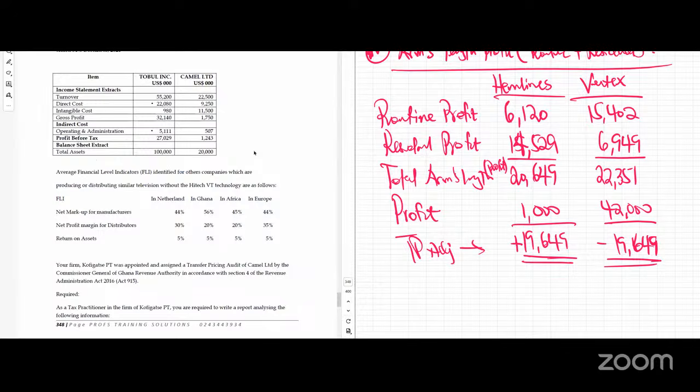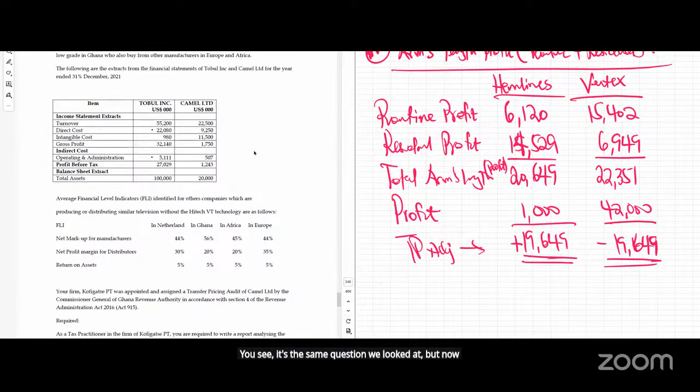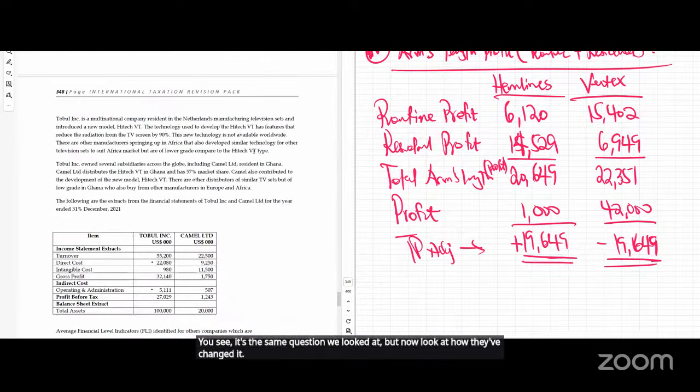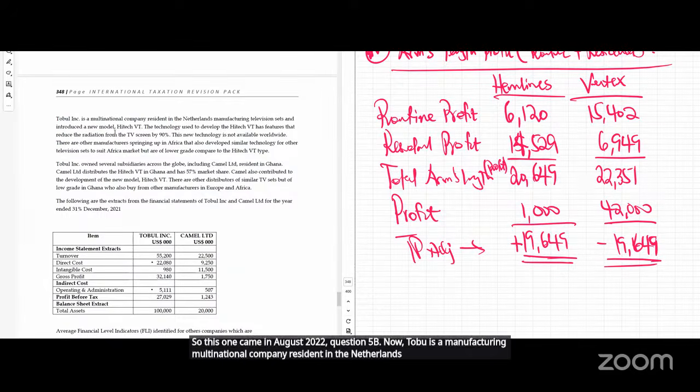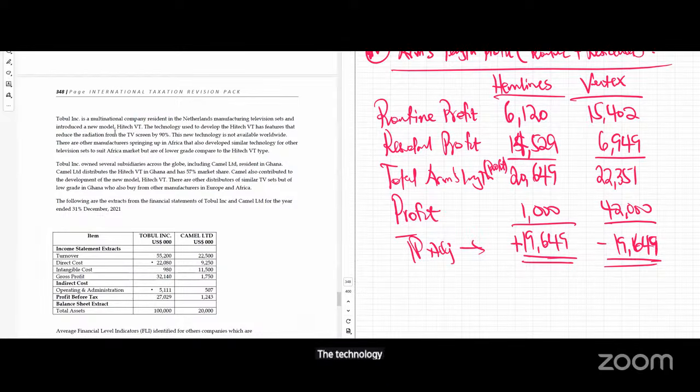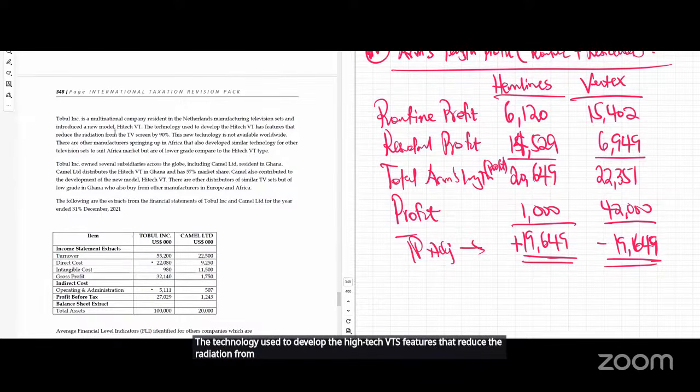You see, it's the same question we looked at, but now look at how they've changed it. So this one came in August 2022, question 5B. Tobo is a manufacturing multinational company resident in the Netherlands, manufacturing television sets, and they introduced a new model, high-tech VT. But here, look at what changes. The technology used to develop the high-tech VT has features that reduce the radiation from the TV screen by 90%. This new technology is available worldwide.